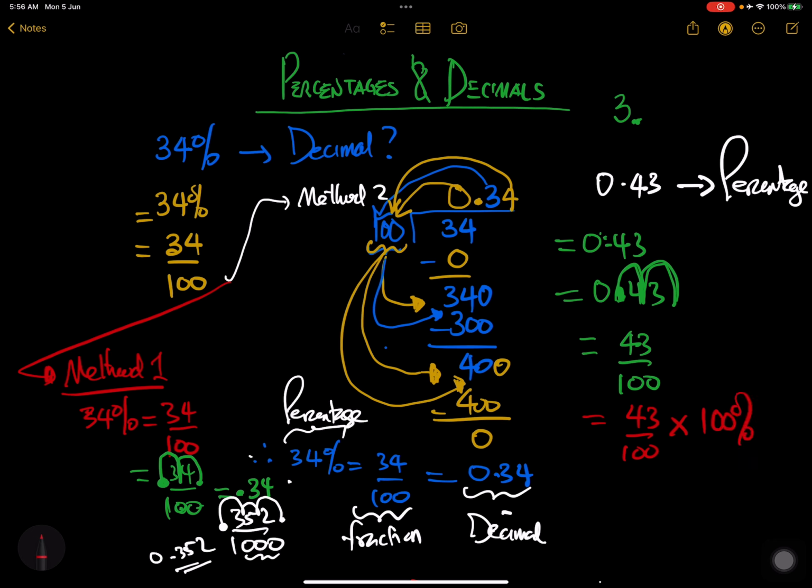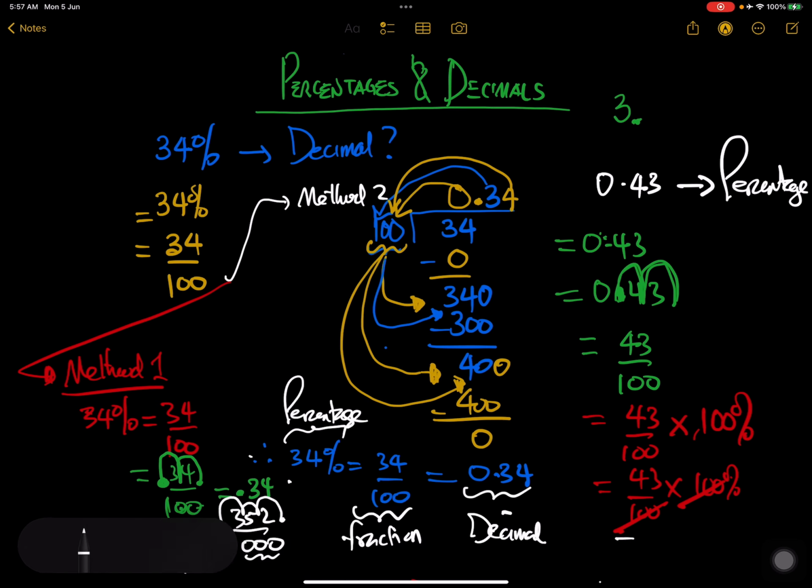We successfully converted the decimal into a fraction, and then now we are going to a percentage. So now we are going to have 43 divided by 100 multiplied by the 100%, and we know that this 100 will cancel this 100, and we are left with a percentage sign. So it is equal to 43 and a percentage sign.